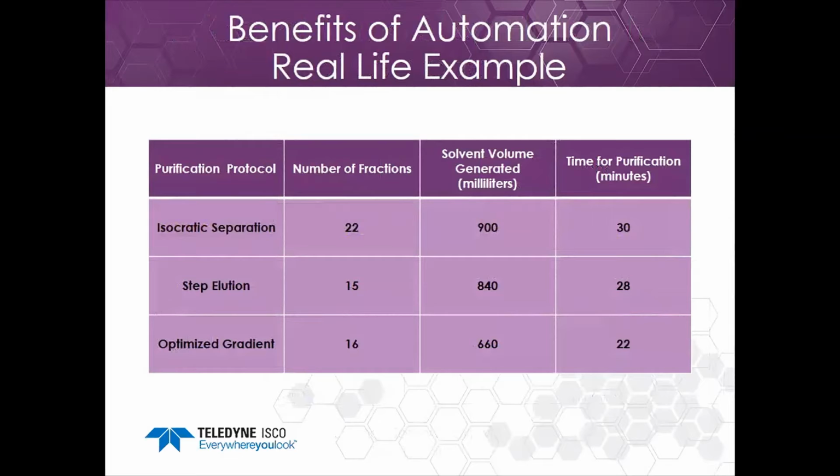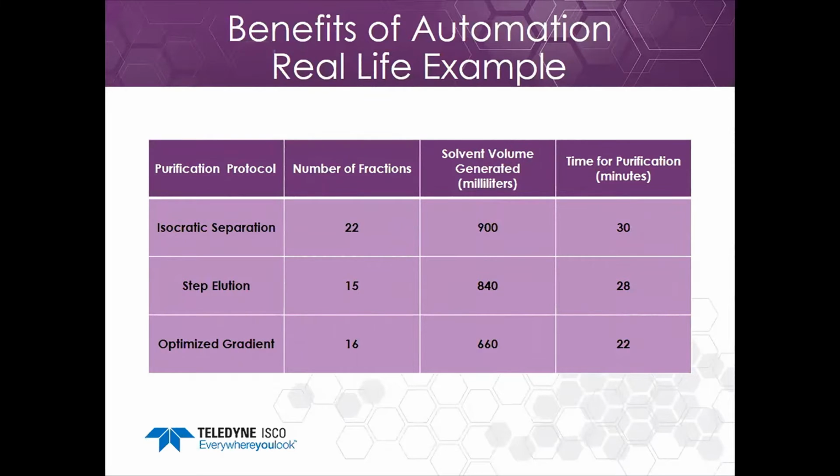Ultimately, if we summarize the things that are important to us, it's the solvent volume that we need to use, and that's going to cost you more money to use more solvent, and it's also going to cost you money to dispose of that solvent. If you compare the isocratic separation to the step elution and the optimized gradient, you save almost a third of your solvent use by using the optimized gradient, and we gain at least 8 minutes of time savings by using the optimized gradient in the automated system.